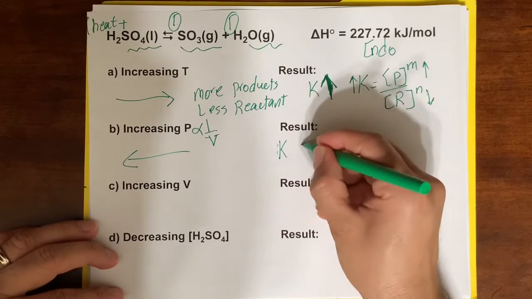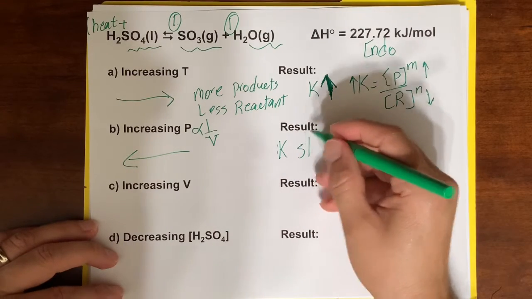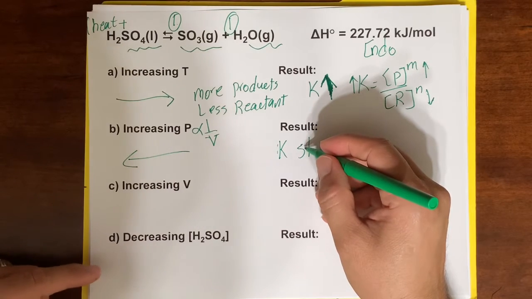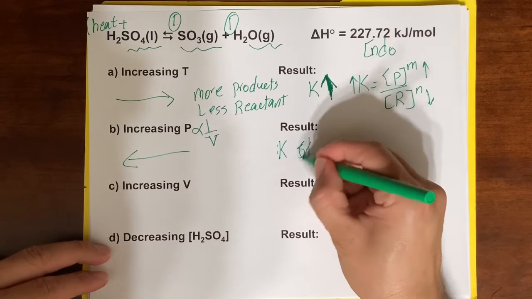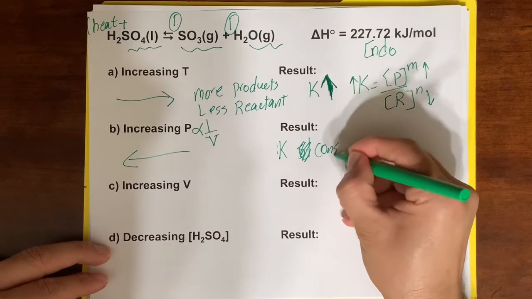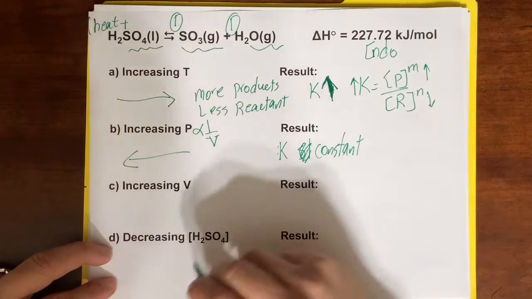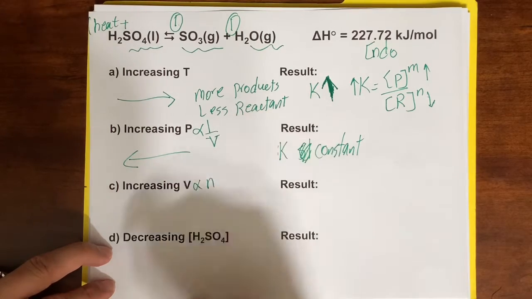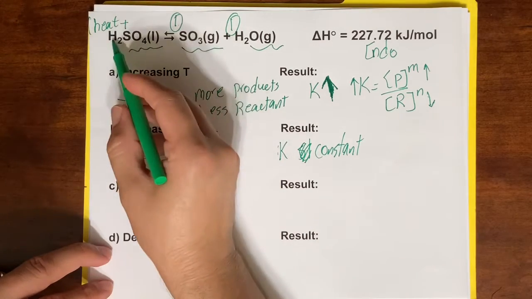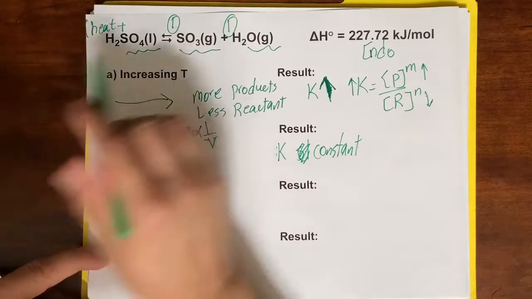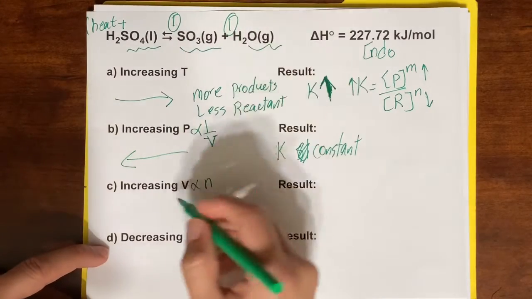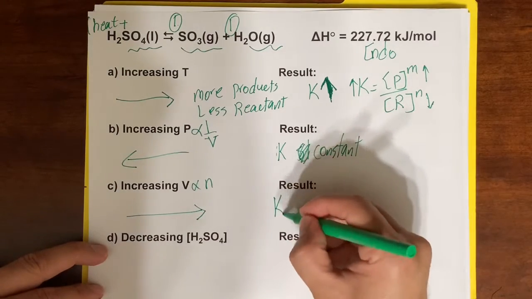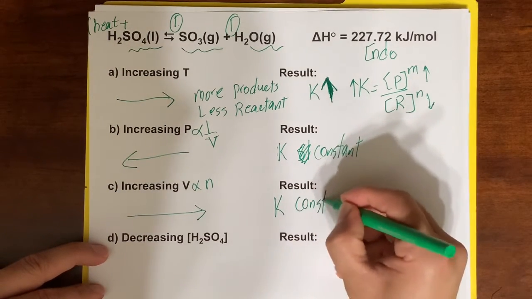and K stays constant. Increasing volume: when volume goes up, then you can accommodate a higher number of moles. One here, this one is liquid, we don't care about it. One gas, so the reaction will go to the right side. Okay, K, again, constant.